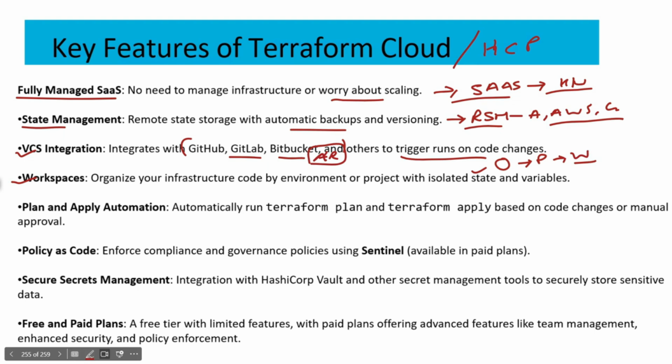Plan and apply automation. Automatically run Terraform plan and Terraform apply based on code changes or manual approval. So we do not need to run Terraform plan or Terraform apply ourselves in the VCS workflow. We only need to select the option if we want to run Terraform plan or Terraform apply. And we have one more thing: it will automatically run if there are any changes in the source code.